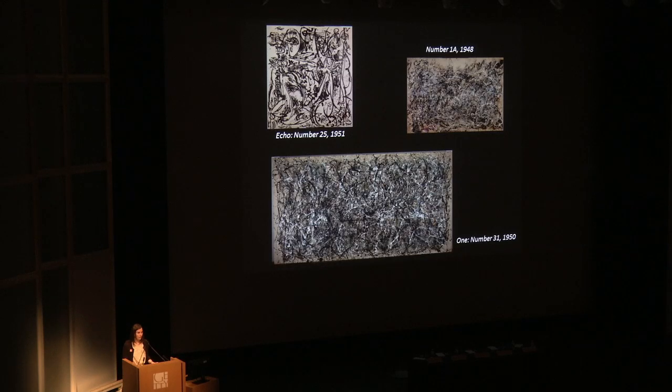Number 1A, 1948, Number 31, 1950, and Echo, Number 25, 1951. The three paintings share several technical similarities. One can see that they all postdate any sort of underlying easel painting technique. They're all rather large in scale, and the exposed canvas support is integral to each composition.